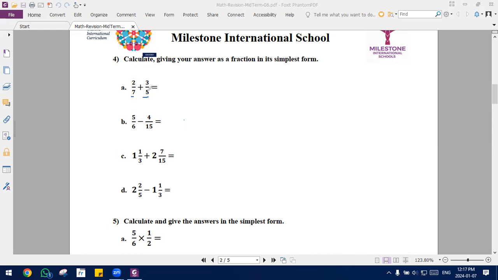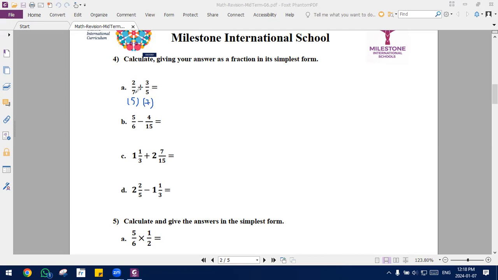So can we add the fractions? No. So now we check the smaller one, 5. Can I multiply 5 by something to make it 7? The answer is no. So I will multiply both fractions to make them reach the lowest common multiple, which here in this case is 35. So 7, I will multiply it by 5, and 5, I will multiply it by 7.